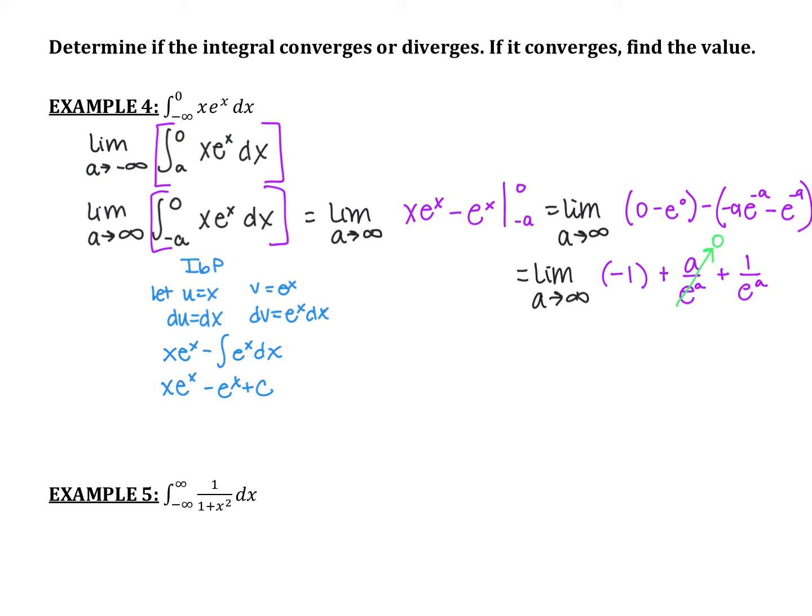And same thing on 1 over e to the a. The limit as a approaches infinity there, I also have a polynomial over an exponential, is also 0. So the result of this problem is actually just negative 1. And if I'm trying to determine whether it converges or diverges, since I got a finite value, we know this converges.